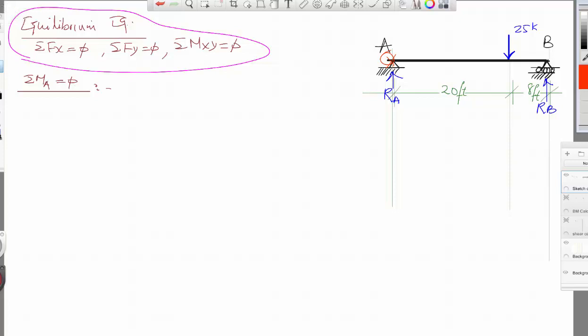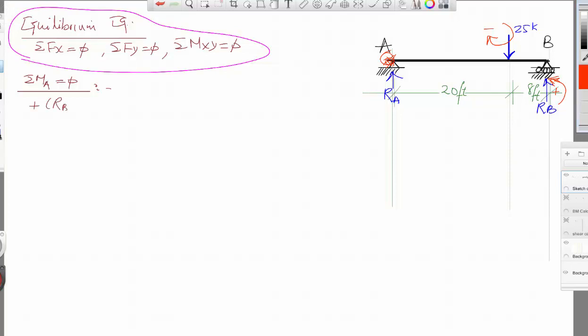So what we have here, about this point, this force will rotate in this direction, which is clockwise, negative, and this reaction will rotate in this direction, which is counterclockwise, and is positive. So these are the only two. Of course, this will not be included because it passes through the point. So let's do that.